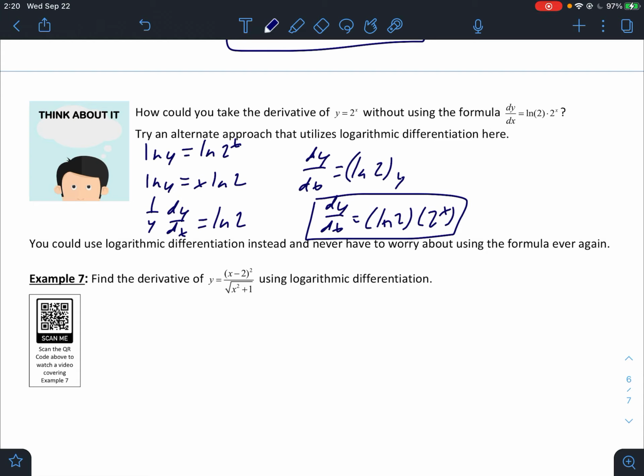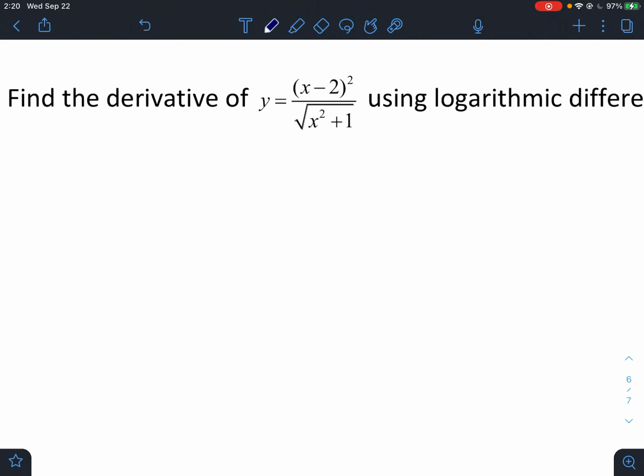Okay, so the last one here. Man, that looks pretty difficult, huh? And we could make this very difficult on ourselves. We could do a quotient rule that involves double chain rule. It will work, you'll get the right answer. But why do that when we just learned this great technique where we can take the natural log of both sides?